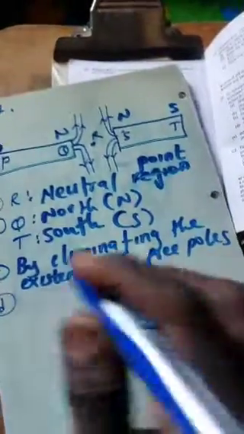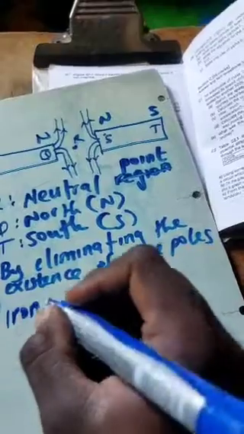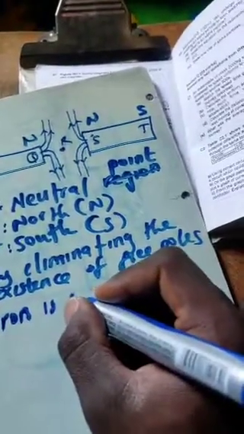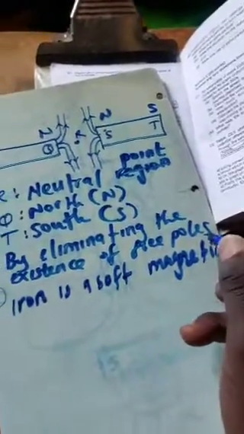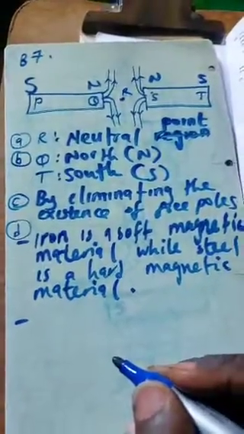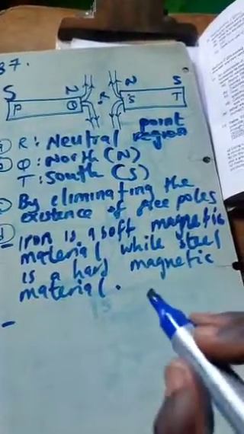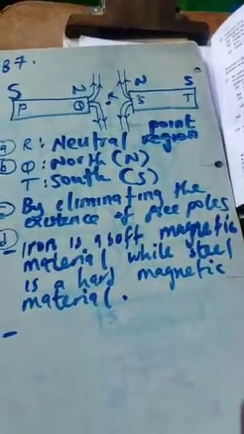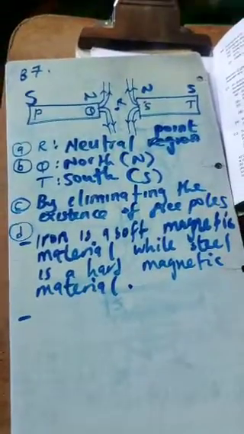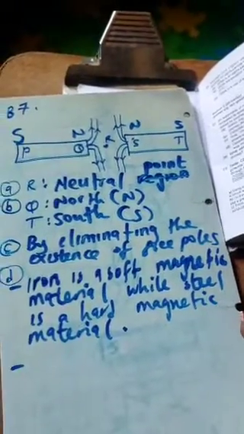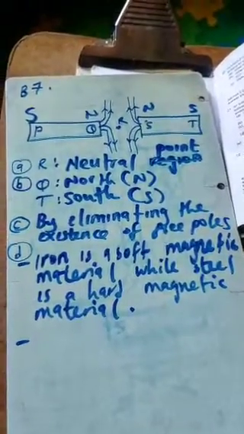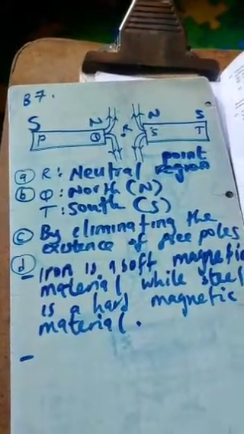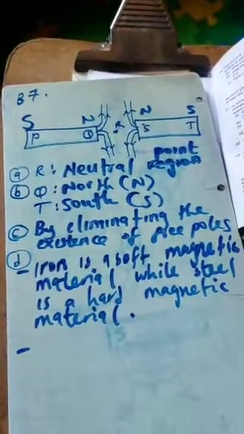The last one, D. State two differences between iron and steel as magnetic materials. Iron is a soft magnetic material while steel is a hard magnetic material. So that is one difference. That means iron is easily magnetized while steel is not easily magnetized. The second one, iron is used in the formation of temporary magnets while steel is used in the formation of permanent magnets.